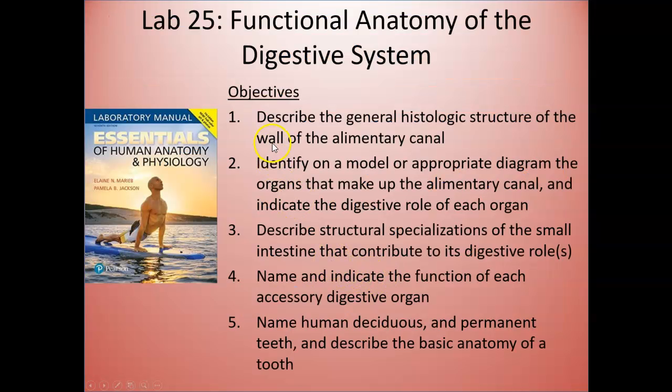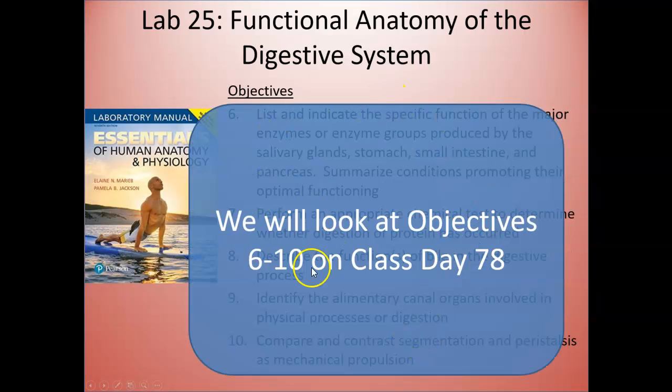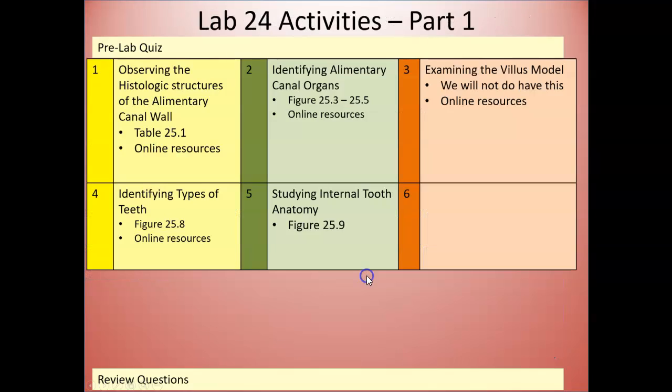Here are our objectives for today. Describe the general histological structures of the wall of the alimentary canal, and we'll define what the alimentary canal is in a little bit. Identify on a model or appropriate diagram the organs that make up the alimentary canal and indicate the digestive role of each organ. Describe structural specialization of the small intestine that contributes to digestive role. Name and indicate the functions of each accessory digestive organ, and then name human, deciduous, and permanent teeth and describe the basic anatomy of a tooth. We'll look at the rest of the objectives on day 78.